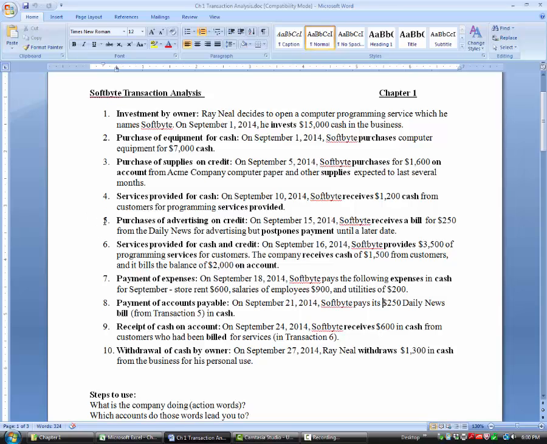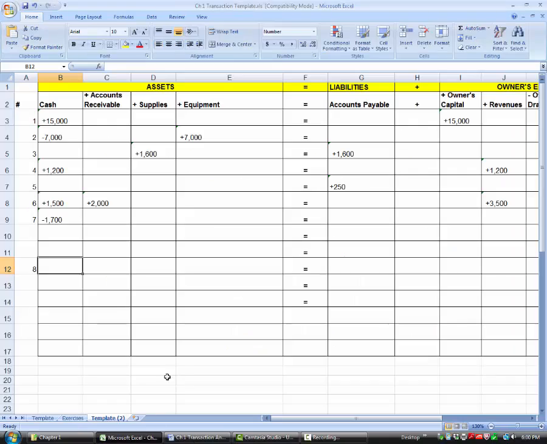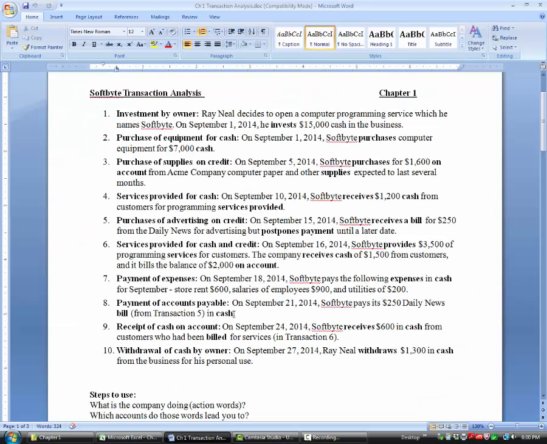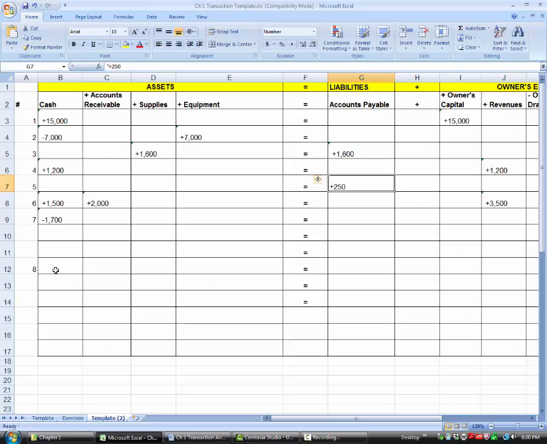So we are referring to transaction 5 because in transaction 5, if we go back and look, we see that we created a liability balance because Softbyte owed the money. Now they've decided to pay the money. Since we pay cash, remember cash is a fact, when cash gets paid, cash goes down by $250. Now remember, you have to have at least two sides to the story.